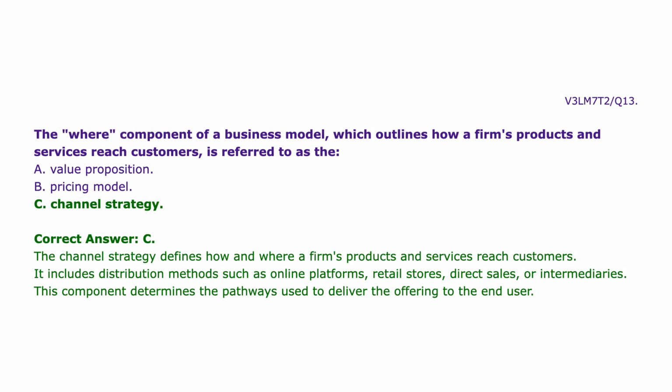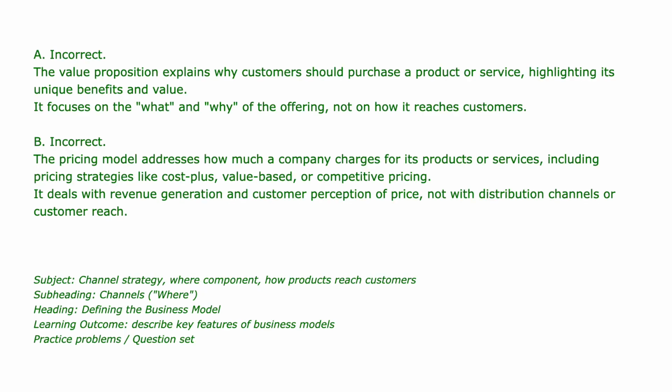A channel strategy outlines how a firm's products and services reach customers, including distribution methods like online platforms, retail stores, and intermediaries. A. Incorrect. Value proposition explains product service benefits and value, not distribution. B. Incorrect. Pricing model determines product service charges, focusing on revenue and customer perception, not distribution or reach.